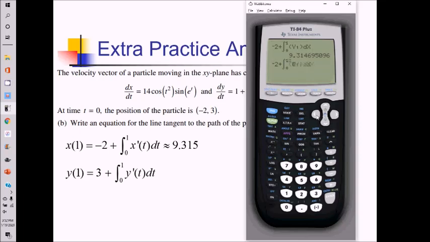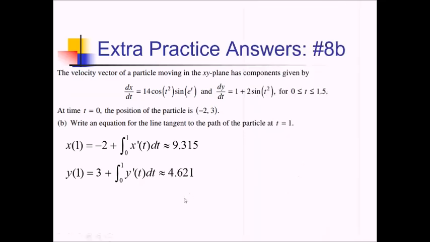Some things I do need to change, though, if I go back here. So I don't want 2. I want 3 as my starting point. And then going in here, I don't want y1. I want, let's see, alpha trace. We want y2 because that's where I stored my y prime. Otherwise, everything is exactly the same. Press enter, about 4.621. So there is y of 1.